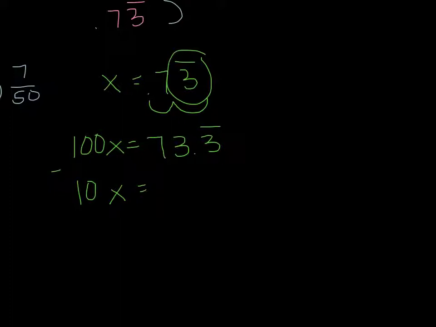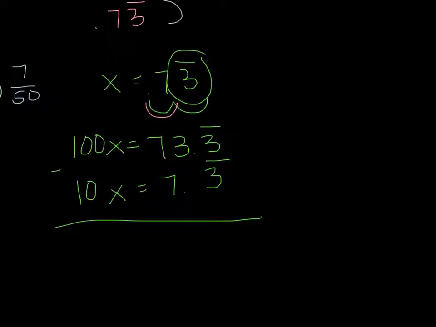So if I multiply 0.73 repeating by 10, that would be as if I moved it only one spot. So I'm going to have 7.3 repeating. And I did not do a very good job of lining up my decimals, and when you're subtracting, that's really important, so make sure you do that, and that you pay attention to where your decimals are.